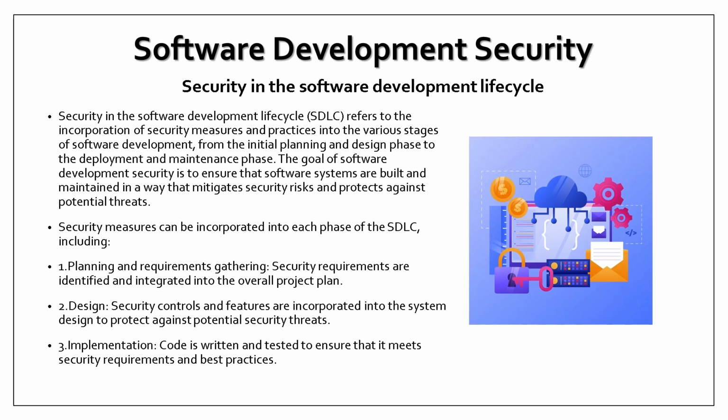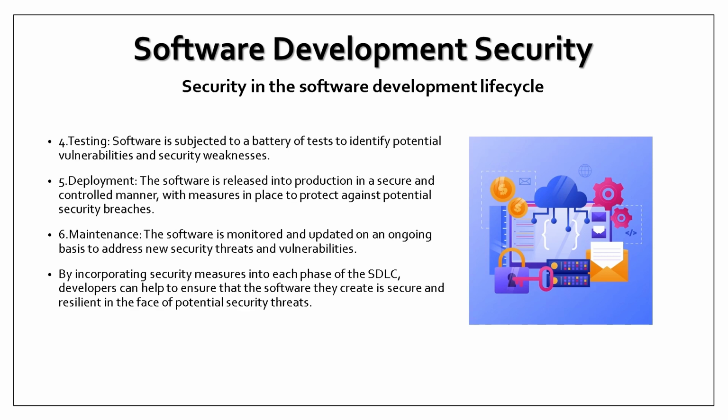Security measures can be incorporated into each phase of the SDLC, including: 1. Planning and requirements gathering. Security requirements are identified and integrated into the overall project plan. 2. Design. Security controls and features are incorporated into the system design to protect against potential security threats. 3. Implementation. Code is written and tested to ensure that it meets security requirements and best practices. 4. Testing. Software is subjected to a battery of tests to identify potential vulnerabilities and security weaknesses.